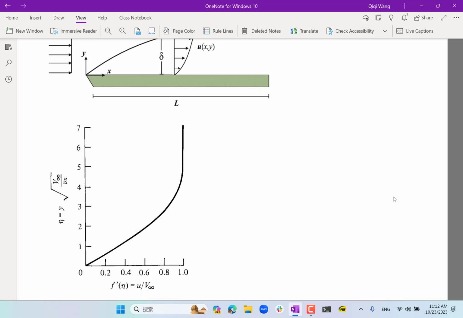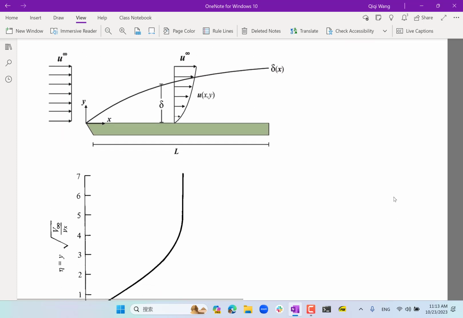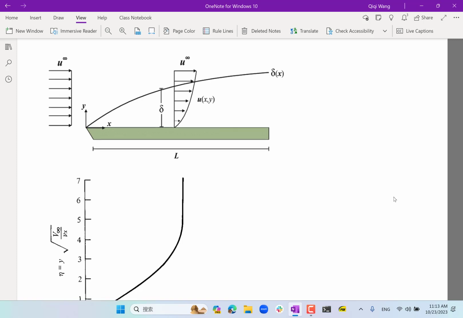Right? So if you normalize the x-axis by the velocity and normalize the y-axis by the square root of velocity divided by viscosity, you get exactly the same profile. And that we're going to see on the next slide for turbulent boundary layers. It is no longer the case. So for laminar boundary layers, because we know the profile is the same, right?